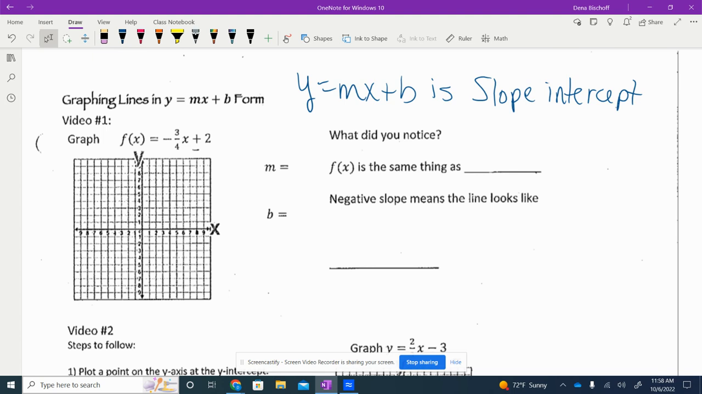So let's look at the graph. Let's look at the equation. Can you tell me what the slope is of f of x equals negative 3/4 x plus 2? Kane. Negative 3/4. That means, since the top number is negative, Kane, that instead of going up, I'm going to go down.